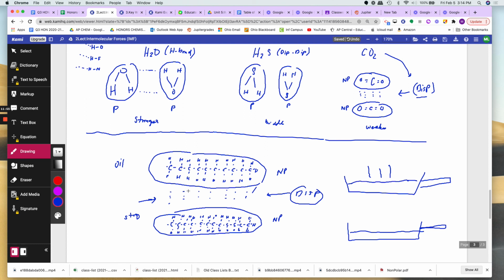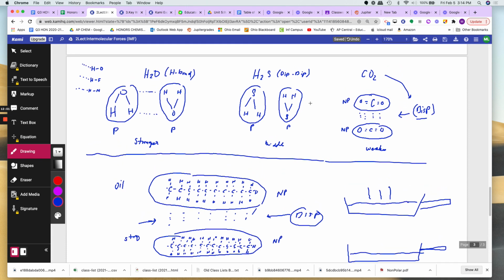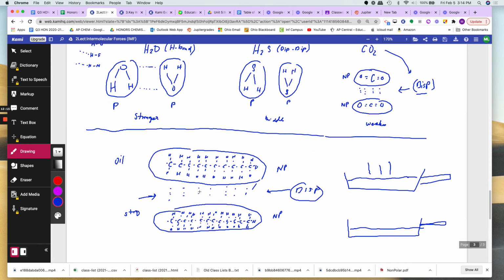So now you're confused. How do you know which is stronger? Okay, this is what you do. You have to compare the same size molecule. This one has three atoms, three atoms, three atoms, three atoms. If they're all the same size, hydrogen bonding is the strongest. Dispersion is the weakest, okay? But if it's a huge molecule, then you can't really compare them with your knowledge. You have to compare a huge nonpolar with a small nonpolar. So in this case, the huge nonpolar will have a higher boiling point than a smaller nonpolar substance.